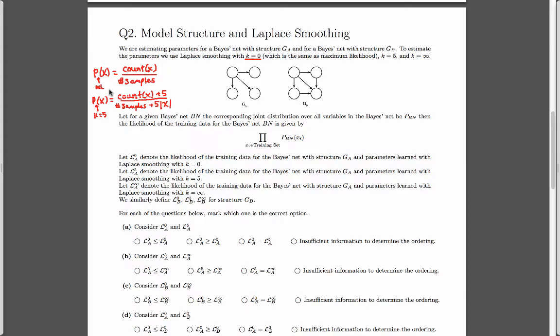So a simple example of that is if you have a coin flip and you're trying to model, you see tails, tails, tails, and you want to estimate what is the probability of heads. Then if you use maximum likelihood estimation, your probability of heads would be the count of heads, which is 0, divided by 3. And so that would be the maximum likelihood estimate.